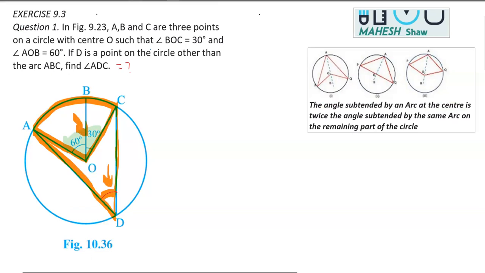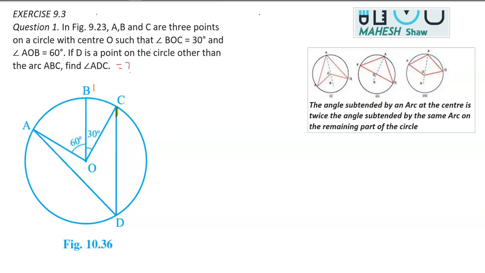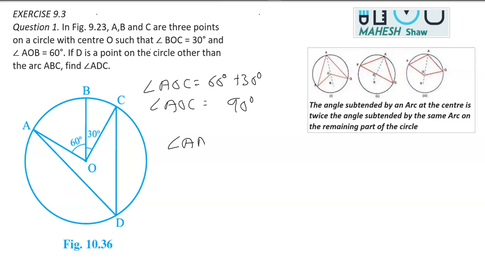So let's do this question with proper working involved. Now, first thing that we need to do is to write down the value of this angle, that is angle AOC will be 60 plus 30 as per the figure. So we got angle AOC is equal to 90 degree. Now in the next part, we'll be writing the alternate segment, that is ADC. Angle ADC will be twice angle AOC.